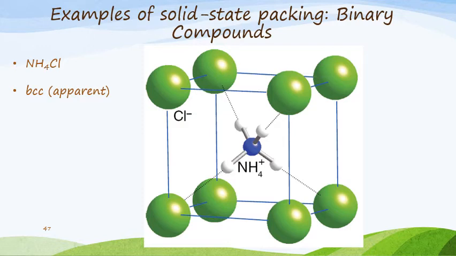Now, for this slide, we have an apparent body-centered cubic structure for ammonium chloride. So the chloride ions sit on the corners of the cube, and the nitrogen appears to sit in the center, and the hydrogen atoms are oriented towards the chloride ions, as indicated by the dotted lines in the diagram.